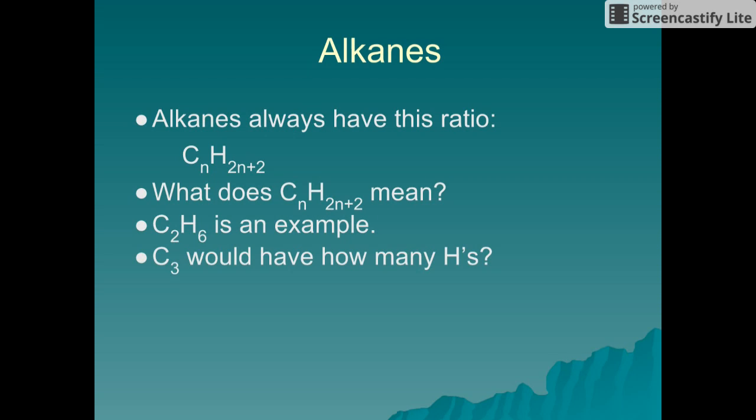So a 3-carbon compound that's an alkane, how many hydrogens would it have? Well, I've got my formula, 2N plus 2. N is 3, so that gives me 8 hydrogens. So that means C3H8. It's not too bad.